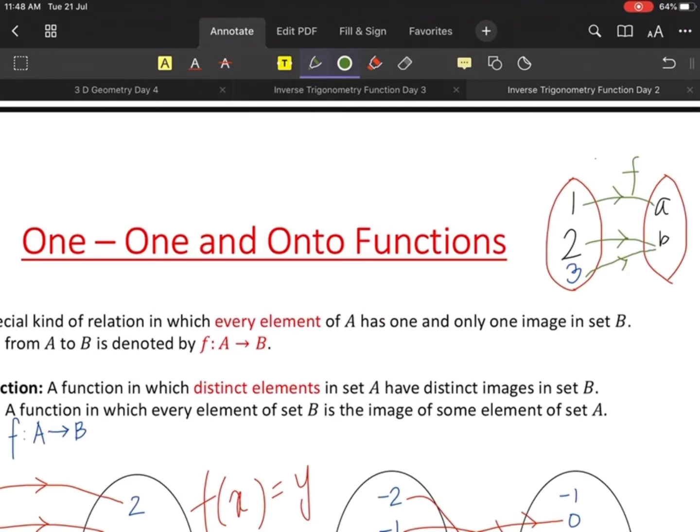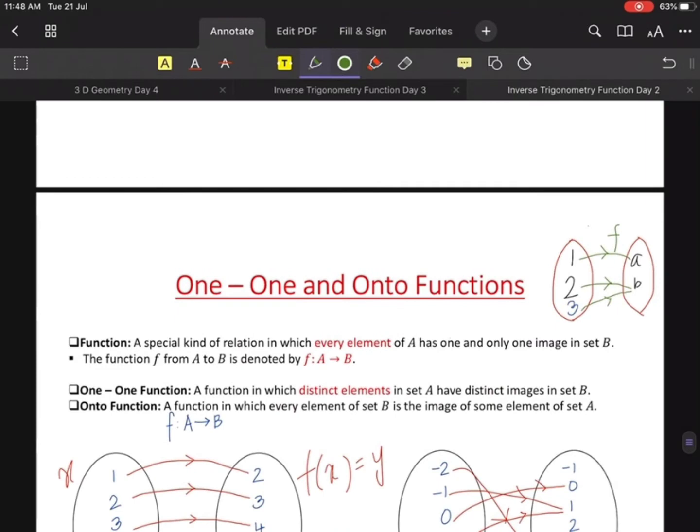So this is no more a function, it just remains a relation. Okay, clear? Now if I relate 3 with b, can you tell me, is it a function or not? Now in this one it is a function, because every single element has one and only one image. 1, 2, 3, all of them have one image. It doesn't matter whether 2 or 3 elements have the same image. My main concern is that every element needs to have one and only one image.